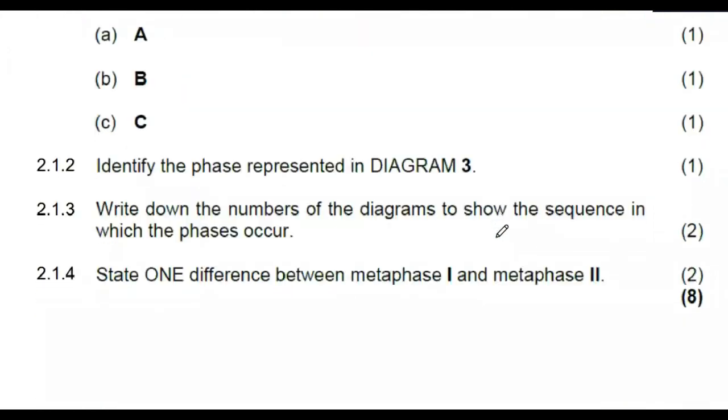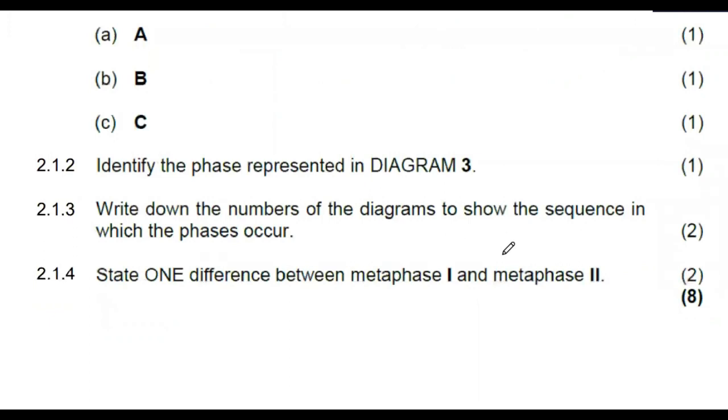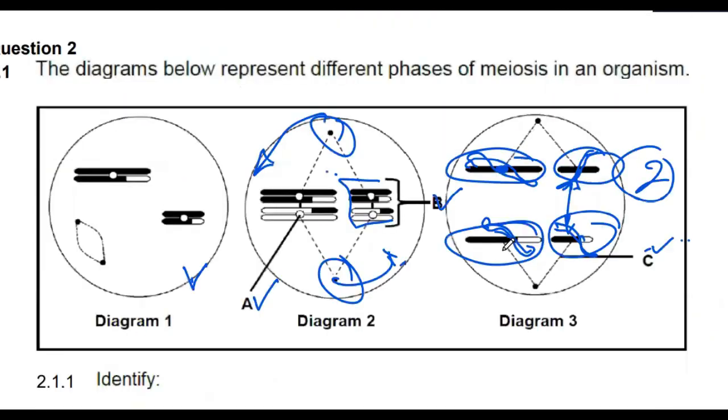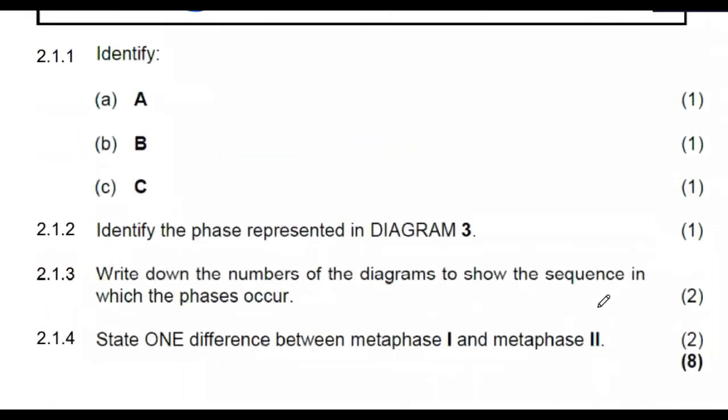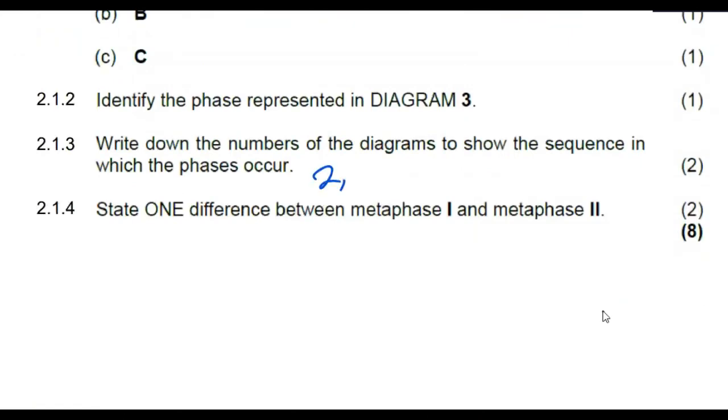Then they're saying write down the numbers of the diagrams to show the sequence in which the phases occur. So basically, we have to look for meiosis one. The chromosomes are supposed to be in homologous pairs. So this is a homologous pair, so it is metaphase one. And then this one is prophase two. And after prophase two, they separate. So when you are writing the numbers, it's going to be diagram two, diagram one, and then diagram three.